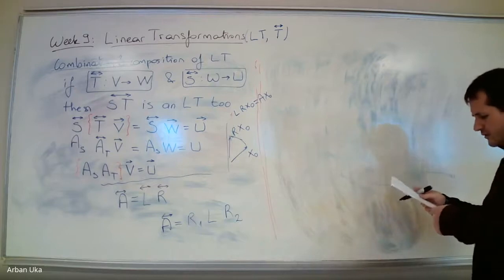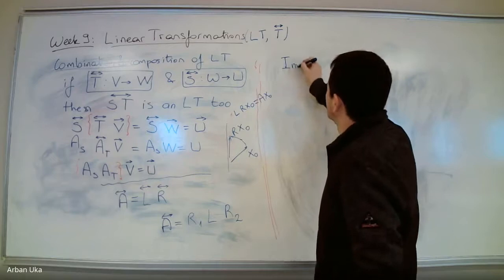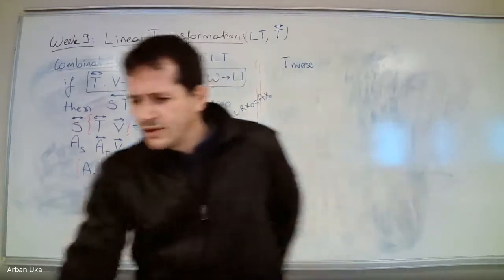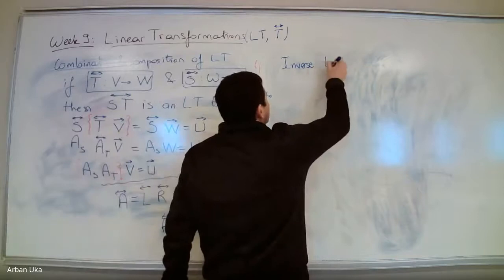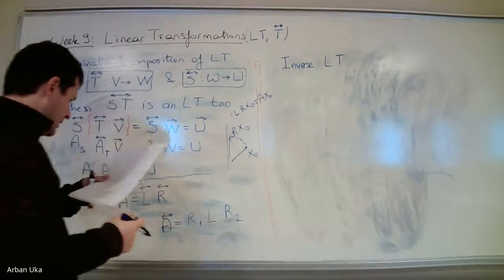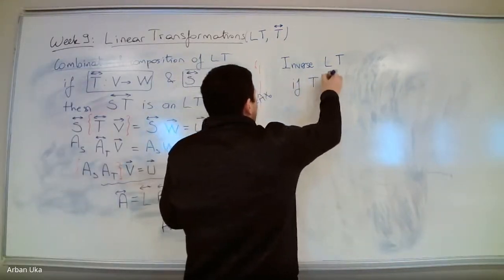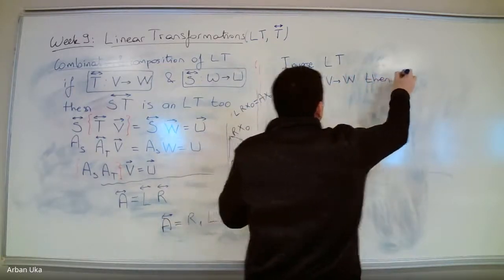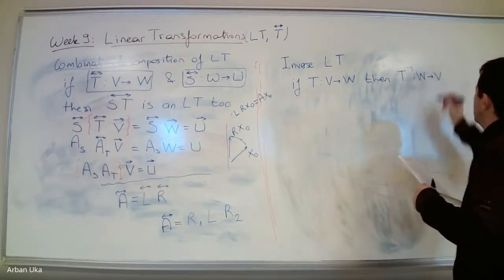Now let's talk about the inverse linear transformation. So we have the identity linear transformation, we have also the inverse. And since we know matrices and inverse matrices, we all know very well how this could play into our discussion. The inverse LT, it is defined so that if P is defined from V to W, then P inverse is defined from W to V.